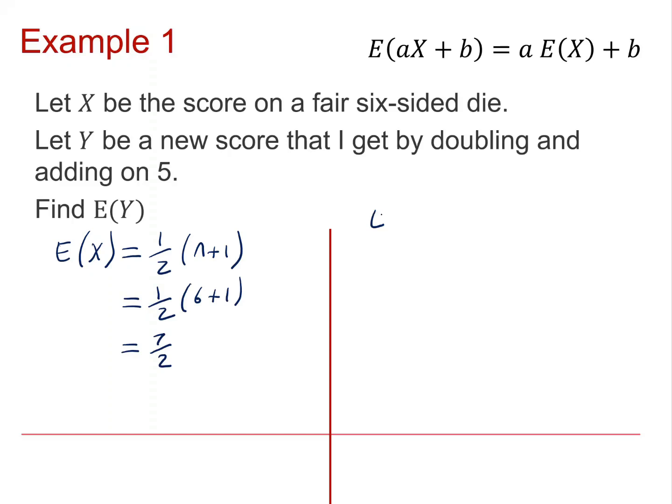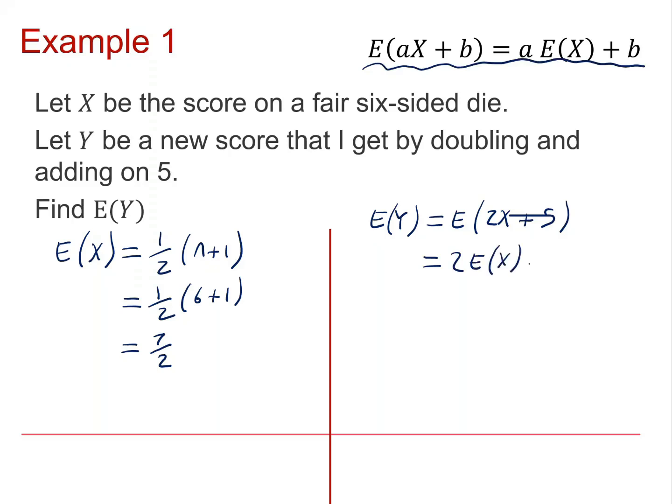Now our expected value of Y is found by realising that Y is equal to 2X plus 5. That's how we double it and add on 5. So using this formula up at the top, I can write that that is equal to 2 times the expected value of X plus 5. So that is 2 times 7 over 2 plus 5, which of course is 7 plus 5, which is 12.